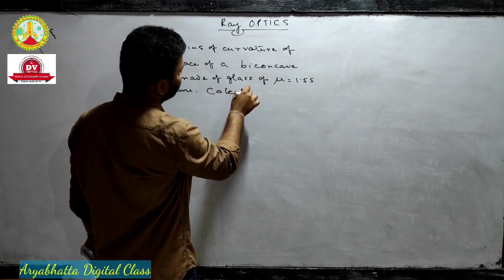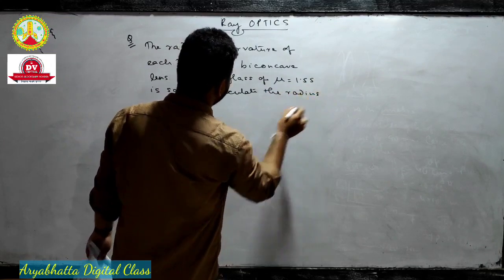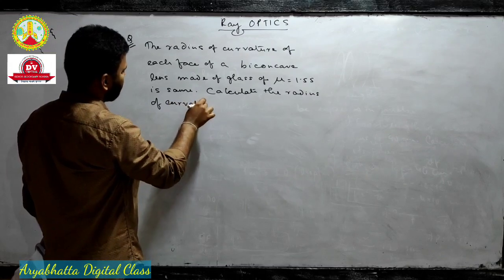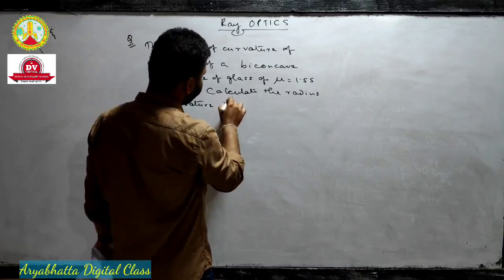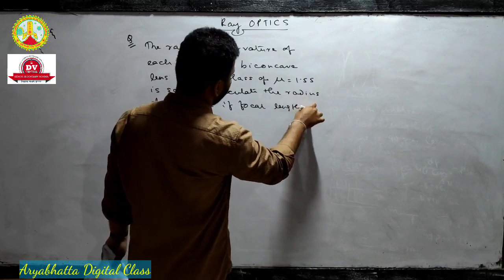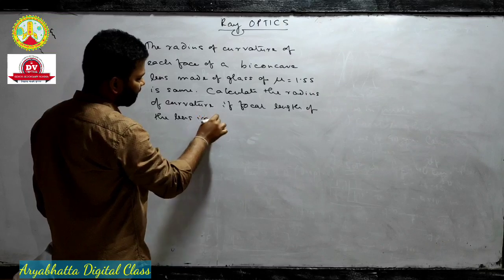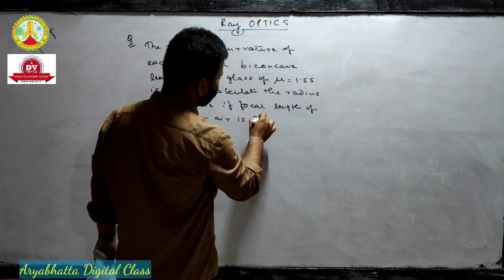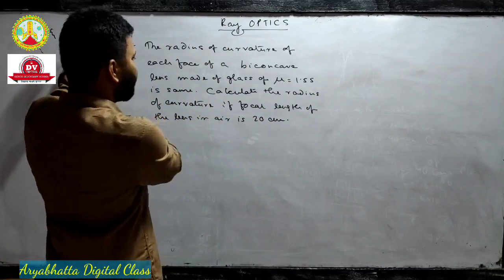So you have to calculate the radius of curvature, if the focal length of the lens in air is 20 centimeter. Okay? Focal length is given, you have to calculate the radius of curvature.